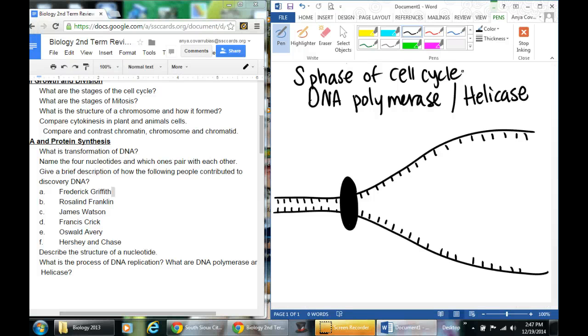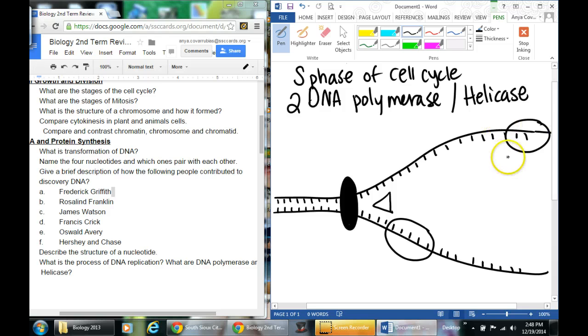So we have two DNA polymerase, one helicase. Helicase is breaking it apart. There's a little replication fork right here that's allowing this. And now the interesting part with DNA polymerase, one moves from the back direction from 5 to 3 prime, and the other one moves forward. So we would have a DNA polymerase right here, and we would have a DNA polymerase right here, and this one would be moving in this direction. It kind of loops around and continues to replicate, and this one moves this way.